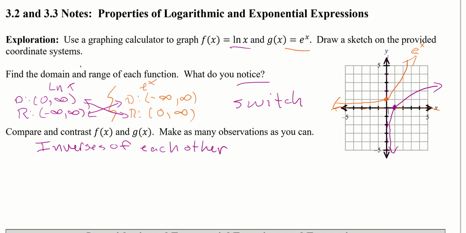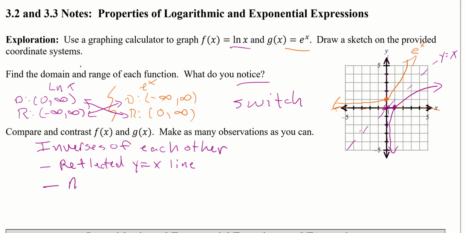If we notice on the graph, one big thing is that they are reflected over that y equals x line. Okay, and that line goes through (0, 0) here, and then has a slope of 1, something like that. And that's y equals x. And so it's reflected over there, which lets us know that they're inverses as well.